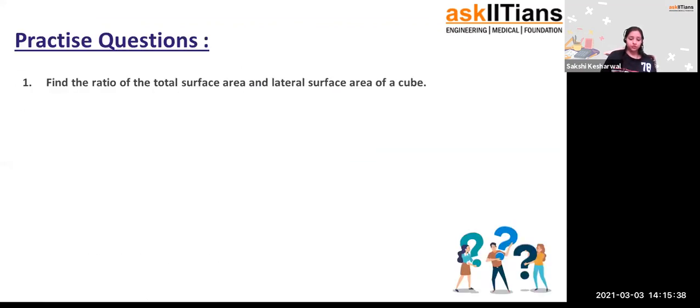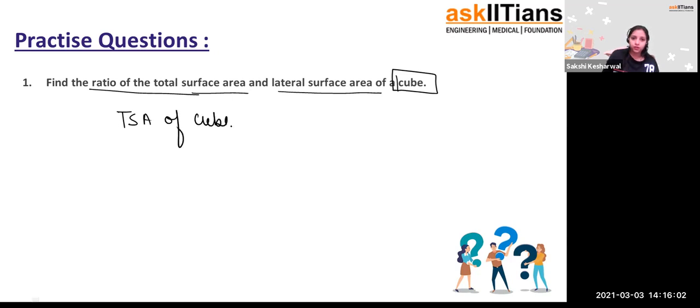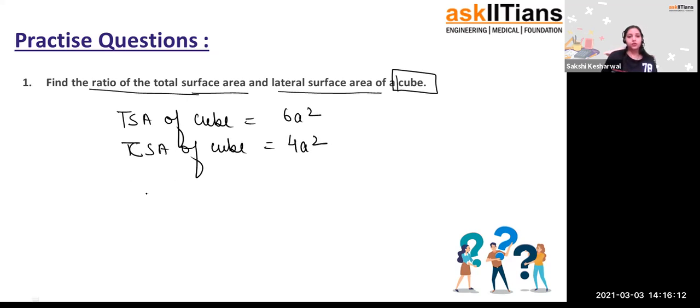Now, coming to the next question. It says find the ratio of the total surface area and the lateral surface area of a cube. So what is the TSA of a cube? TSA of a cube is 6a square. And the lateral surface area, the CSA of a cube, is 4a square. So the ratio of what, beta?